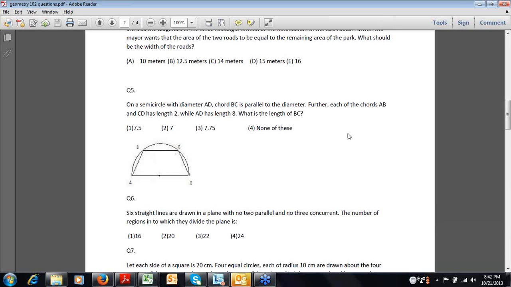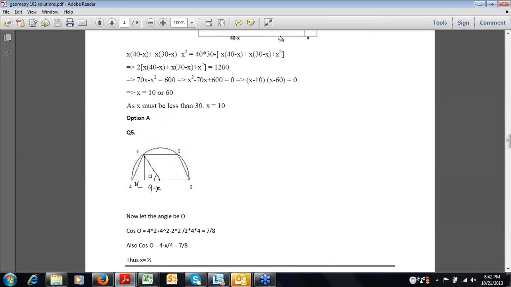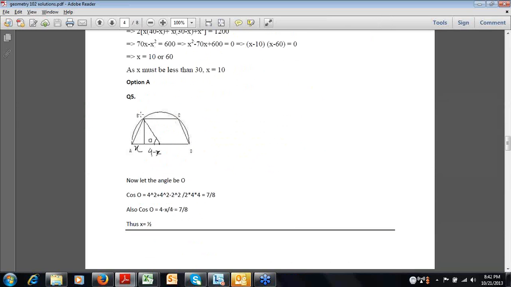I'll calculate this. This is a trapezium. So what construction we can have? We can have a construction like this, right from center to here, and we can have this angle to be O. This is x. This will be 4 minus x because the radius of this semicircle will be 4 because the total AD is 8. Okay, so this value will be 4 minus x.